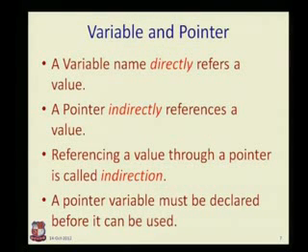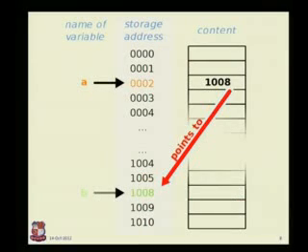So I can say a pointer variable must be declared before it can be used. We have done all these things. A variable can directly refer to a value, a pointer indirectly refers to a value, and to go to that value I need the indirection operator. A pointer variable must be declared before it can be used. So how do we declare the pointer variable now? This I have shown with this diagram indirectly.